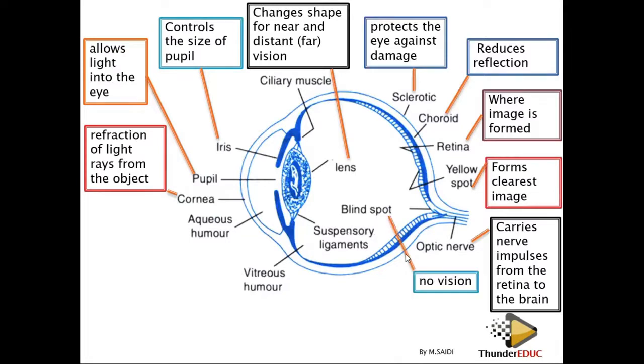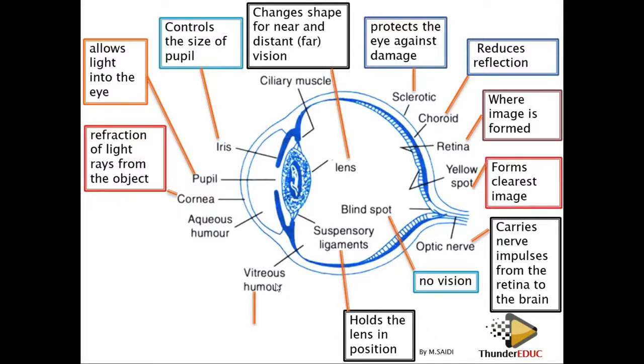Then you have what you call the blind spot. The blind spot has no vision. Why? Because we don't have any cells there which can detect light. So whenever light falls on the blind spot, you won't be able to see. Then you have the suspensory ligaments. This one holds the lens in position. So if this is the lens, you can see that these small threads are holding this lens so that the lens can be in position.